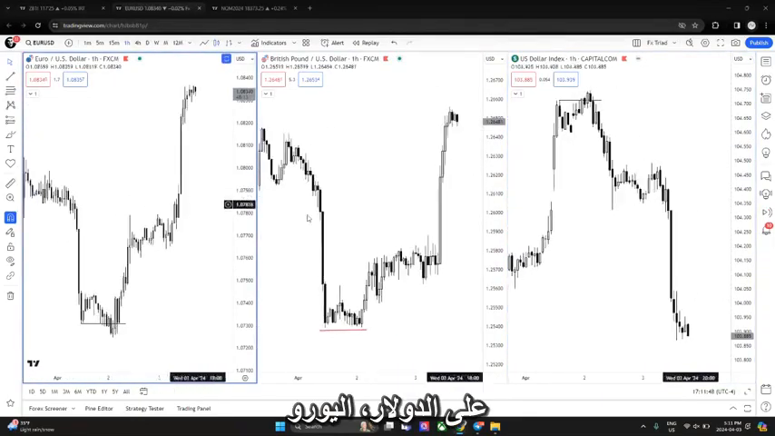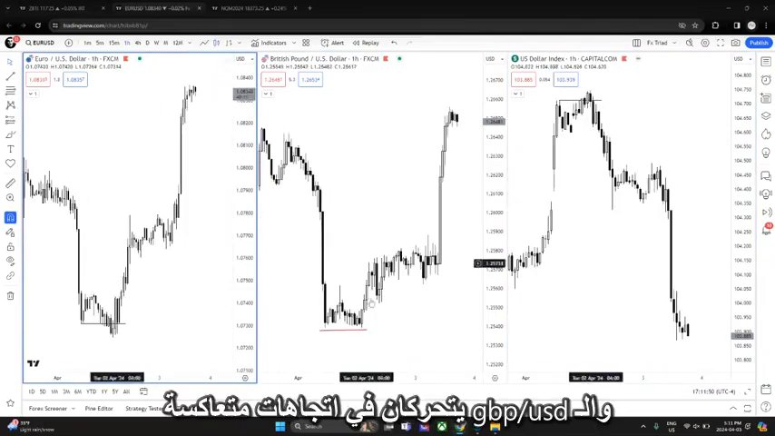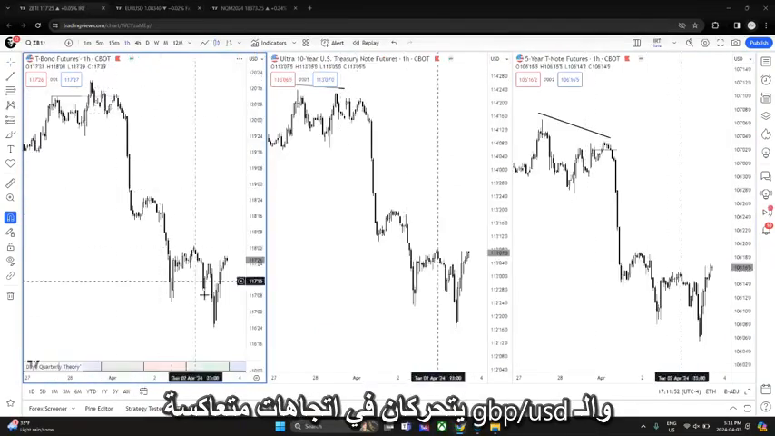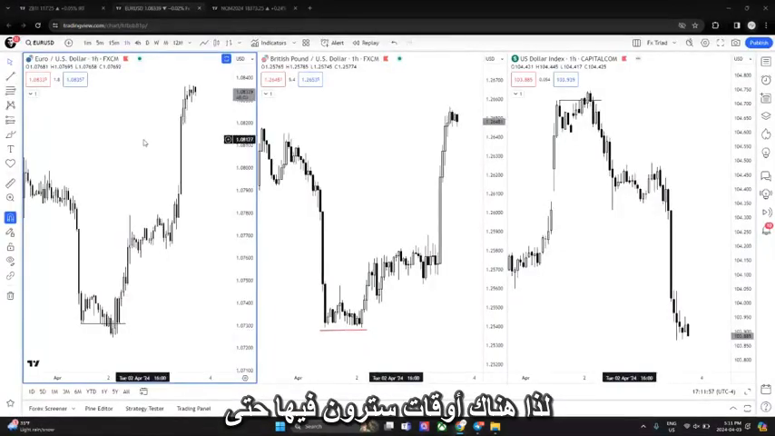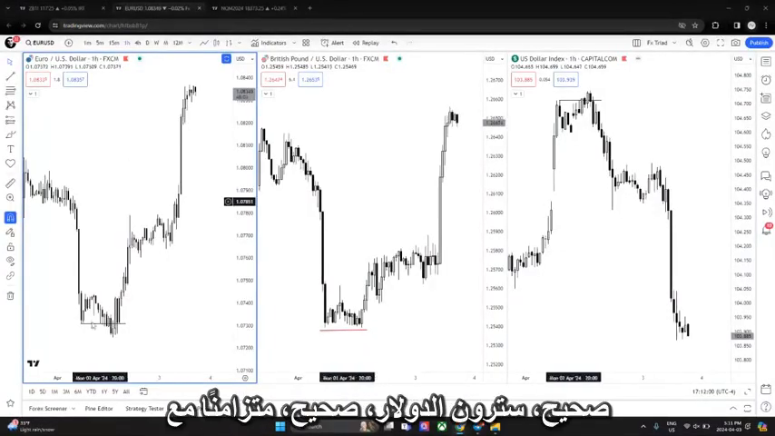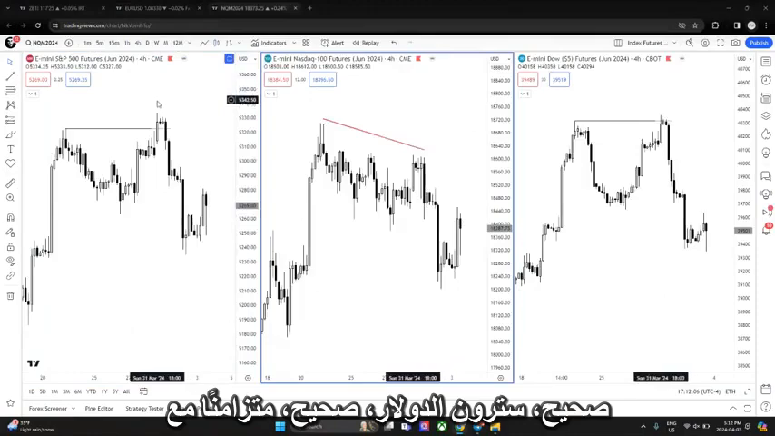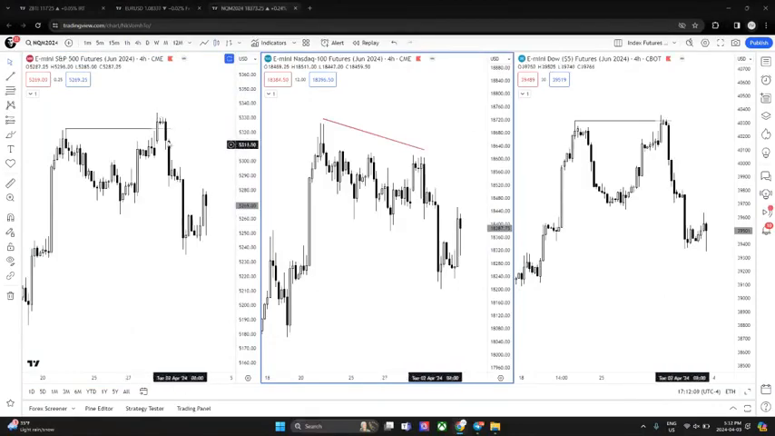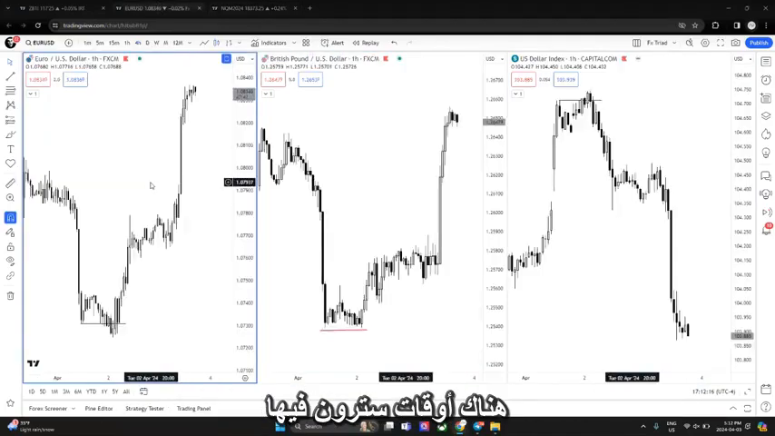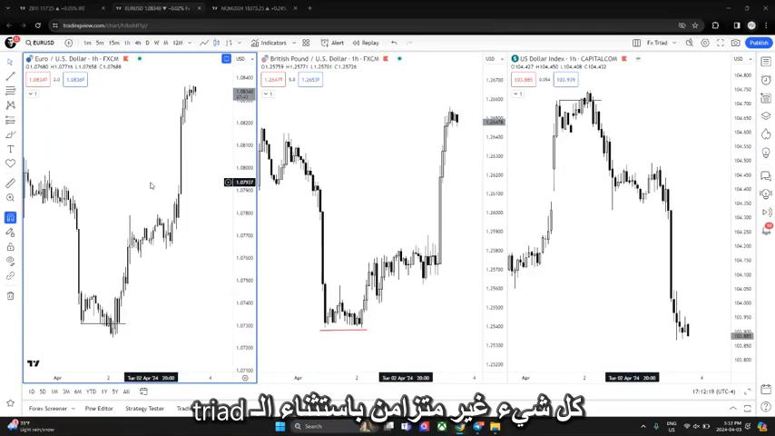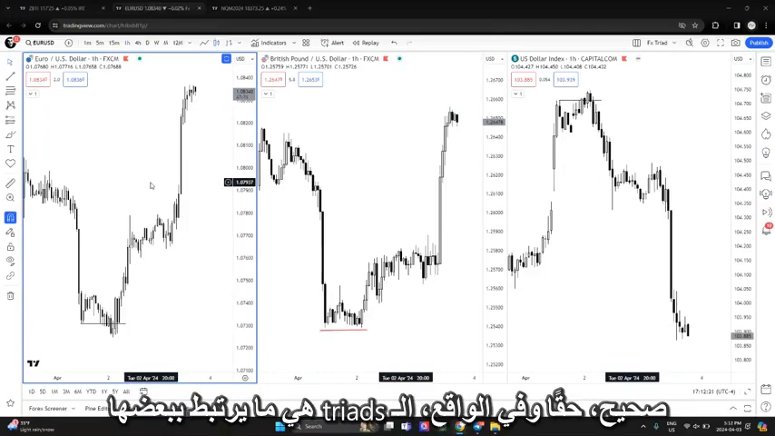Not the dollar, the Euro and GBP USD move in opposite directions. So there are times when you will even see the dollar in sync with the futures markets. There are times when you will see everything out of sync except for the triads, right?